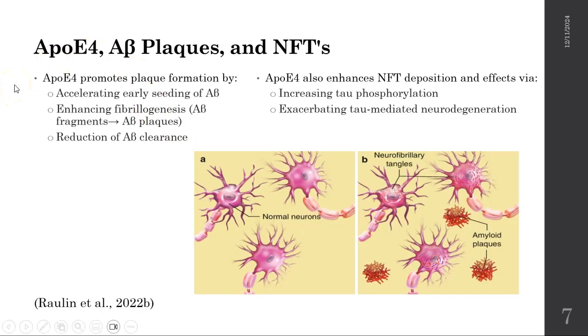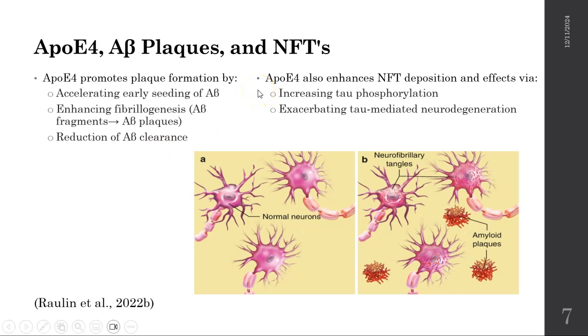APOE4 promotes plaque formation in several ways, including by accelerating early seeding of beta amyloid. So in Alzheimer's patients who carry APOE4, we see plaque formation in earlier stages of the disease versus patients who do not carry APOE4. It also enhances fibrillogenesis, which is the aggregation of beta amyloid fragments into beta amyloid plaques. And we also see a reduction in the ability to clear beta amyloid as it begins to build up in the brain. This will be further discussed in the following slide.